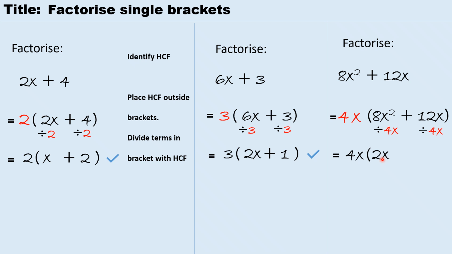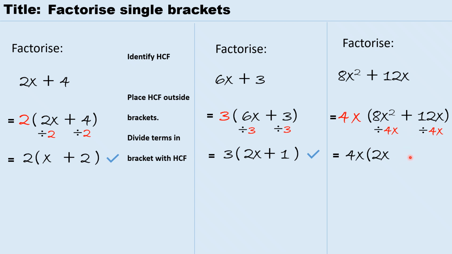2x because 4 goes into 8 2 times, and x squared divided by x is x. One of the x here cancels one of the x here. So we have one x remaining.